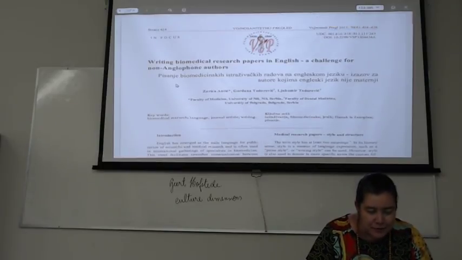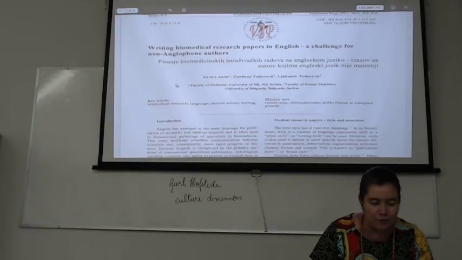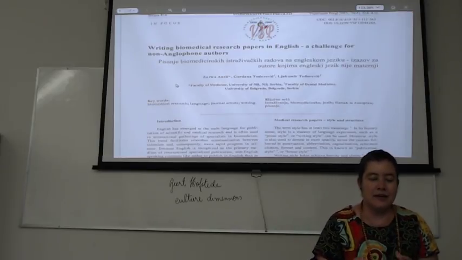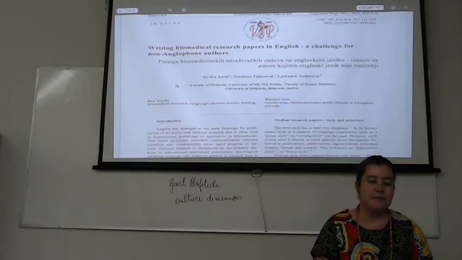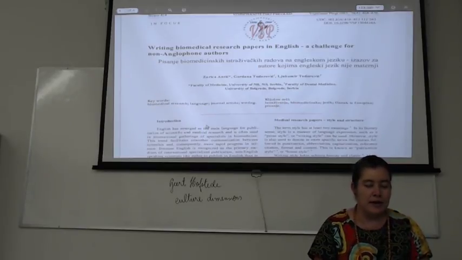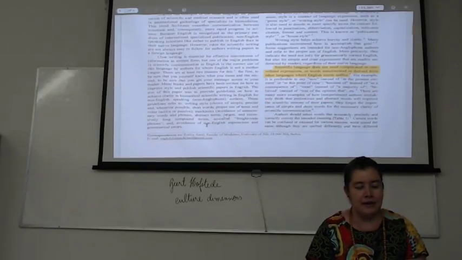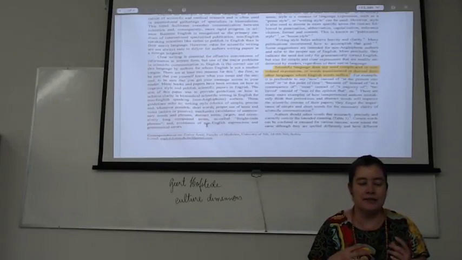This paper is from doctors and dentists from Serbia, I don't know how to say that, and they show two points. How we overcome the difficulties of writing in English when we are not native speakers or native researchers, and they have some tips on how to make your text more readable. So again, they say that we have to keep the language, the text, as simple as possible.